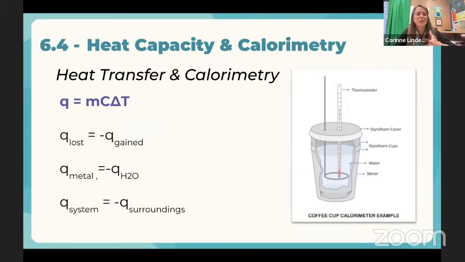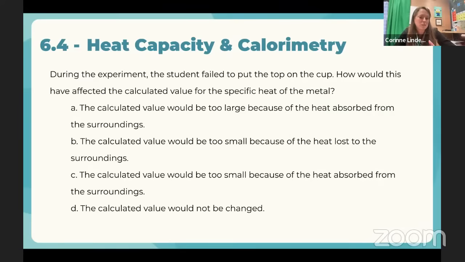Another situation where you've got to be careful not to make a simple algebraic error. Let's look at this sample problem here. I would like to hear what you all think for this one. Kind of reason your way through it. So let's say a student's doing a coffee cup calorimeter experiment. Hopefully a lot of you have done this in class. The student failed to put the top on the cup.